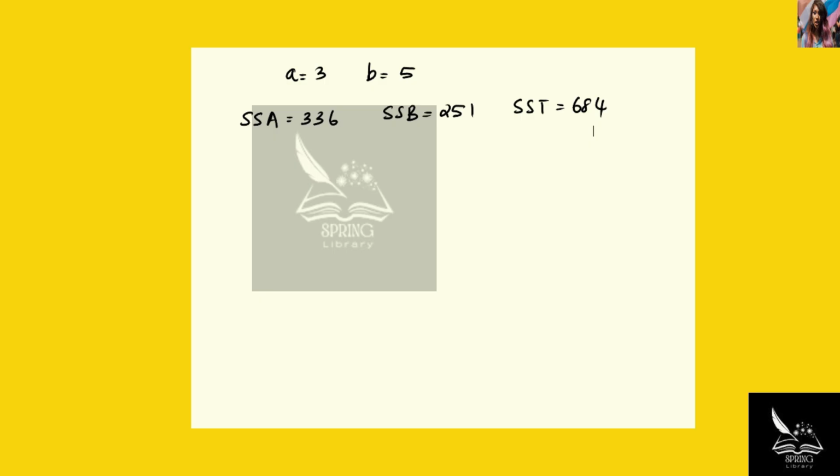Now we can calculate sum of squares of error. SSE is equal to SST minus SSA minus SSB. On substituting the values, we will get it as 684 minus 336 minus 251, which is equal to 97.